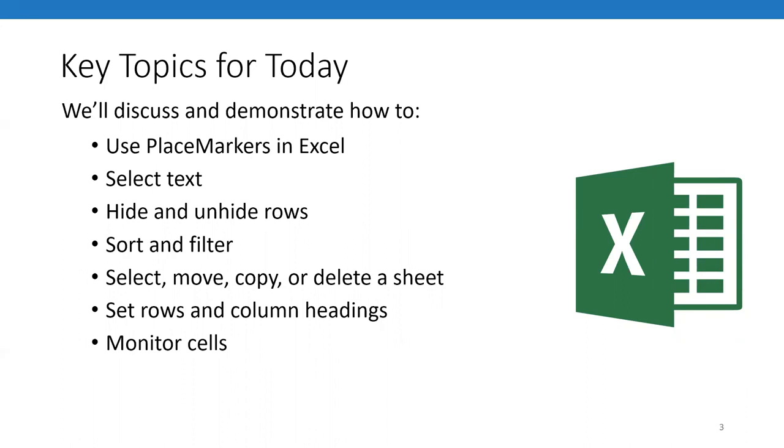For this session, we're going to be covering using place markers within Excel, selecting text within an Excel spreadsheet, hiding and unhiding rows, sorting and filtering, selecting, moving, copying, or deleting a sheet within Excel, setting row and column headings, and then finally, we're going to be discussing how to use the Excel watch window to monitor cells. And with all of that out of the way, I am going to hand it right over to Liz to get started with our first demo.